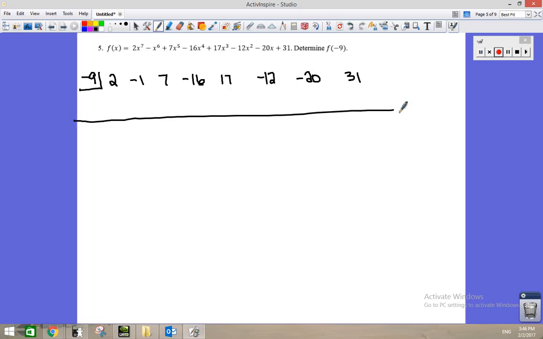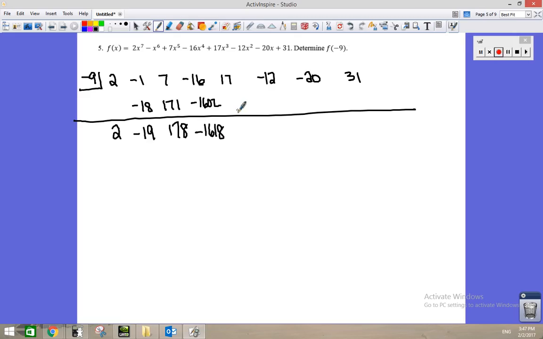Alright. So it always starts out, you just bring the first number down, you multiply by the number in the box, and I did this previously so that I wouldn't take a lot of time. You know, -9 times -19, 171. Add these together, 178. Multiply, and I get -1602. Add these together, and I get -1618.